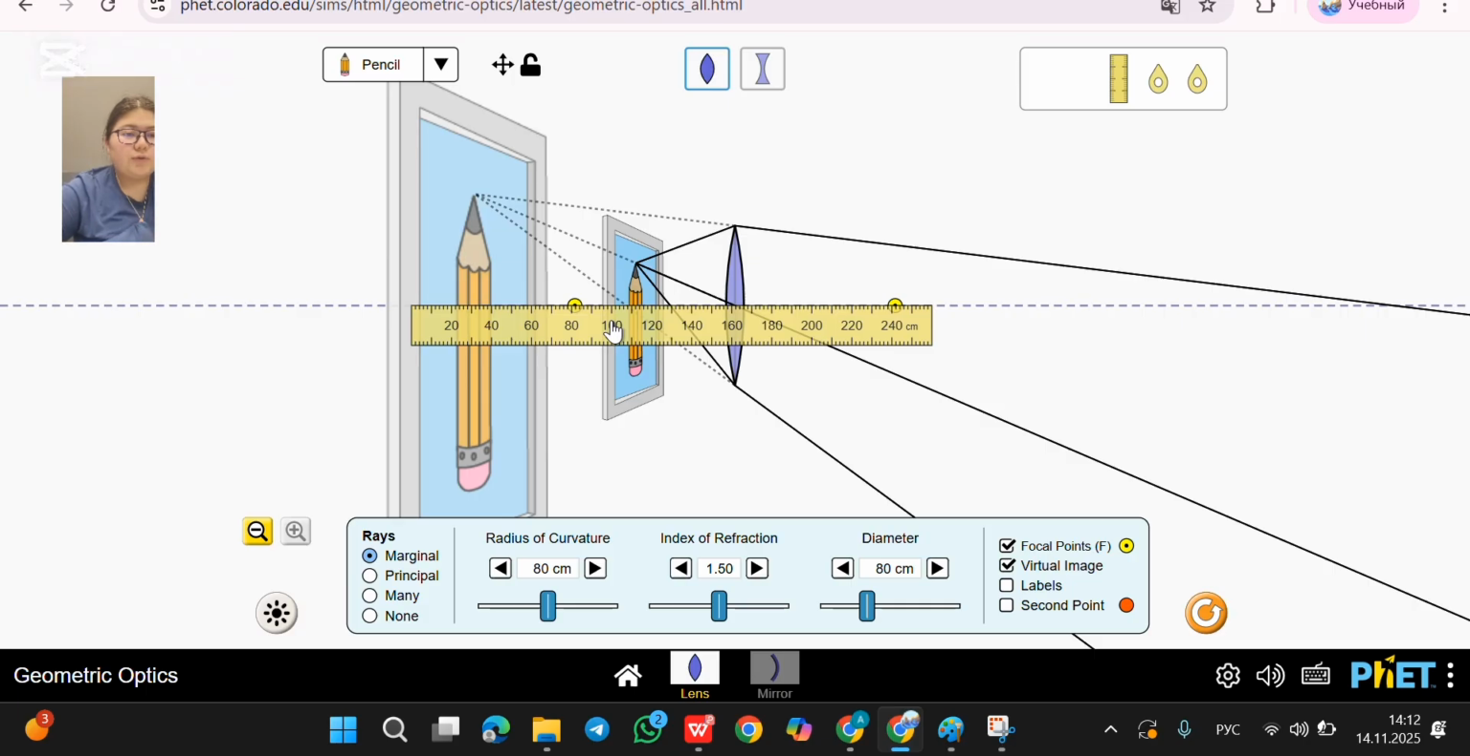Okay, so we tested 5 different positions of the object, and we can conclude that the image position changes as the object moves. We saw when the image is real and when it's virtual, and we compared the focal length and the actual length. That's it, thank you.